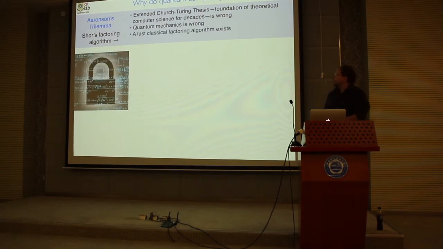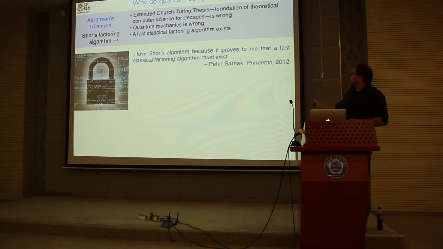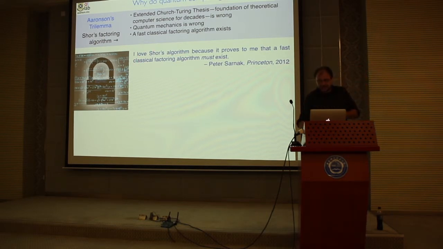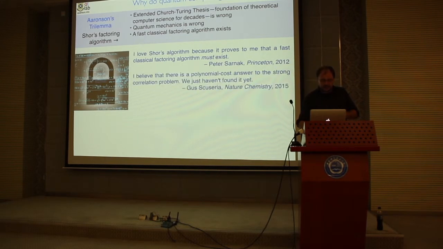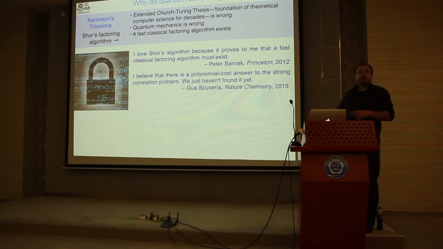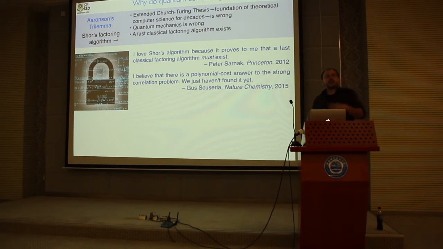The third possibility is that a fast classical factoring algorithm exists. Now you might think no one really believes that because mathematicians have looked for a long time. But Peter Sarnak at Princeton, who's editor of Acta Mathematica, one of the most prestigious maths journals, says, I love Shor's algorithm because it proves to me that a fast classical factoring algorithm must exist. And it's not only the mathematicians. Last week, or the week before last, in Nature Chemistry, one of the leading quantum chemists came out and said, I believe there's a polynomial cost answer to the strong correlation problem. We just haven't found it yet. He's saying the same thing.